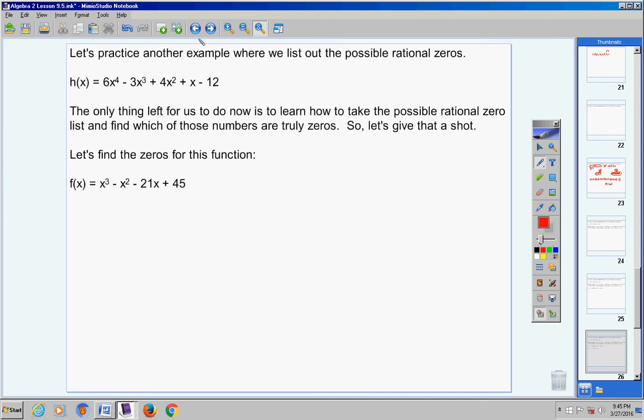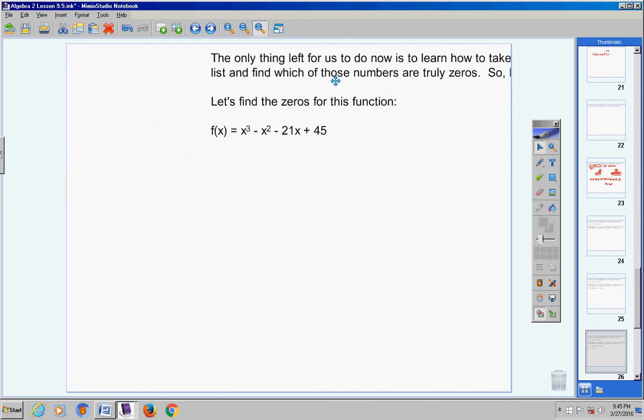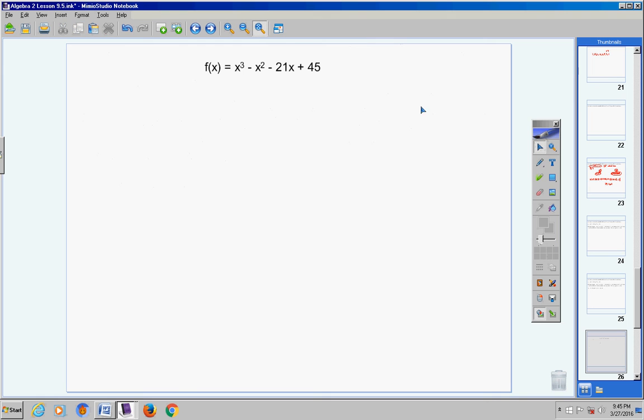Now I want you to take some really good notes. I know I've said that 2 or 3 times, but take some really good notes, alright? Here we go. Find the zeros for this function. I'm going to slide this over so it's in the middle of the page here. Now let's find the zeros for this.